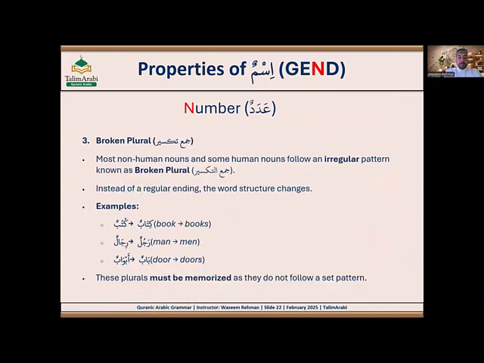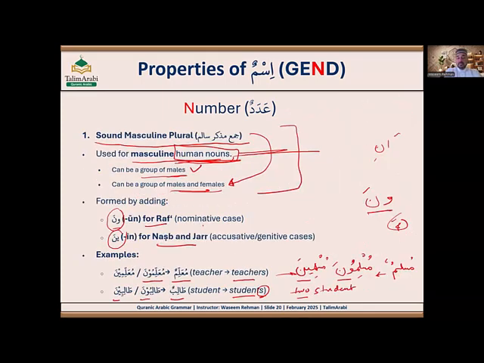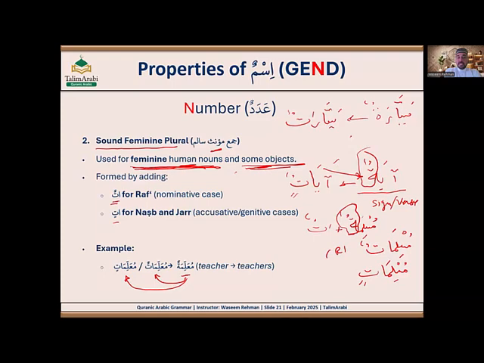Now the broken plural. That's the third plural that we are also going to learn. It's a little bit complex topic, but I will make it simple today, and in future, inshallah, we'll add more to it. If you see the last two, they are following a pattern. Sound masculine has a pattern: for rafa, you add una; for nasab and jar, you add ina. For sound feminine, you add atun and atin, and for any feminine human noun, you can put the same pattern and convert it into plural.